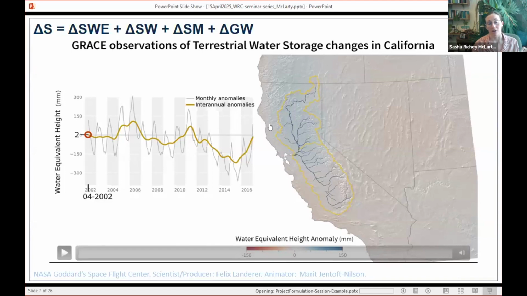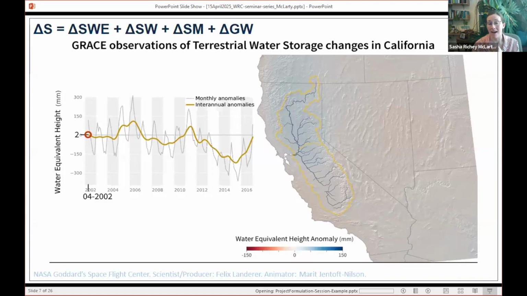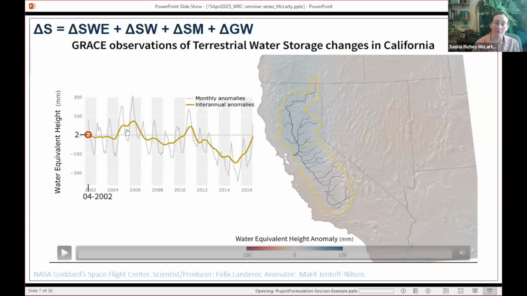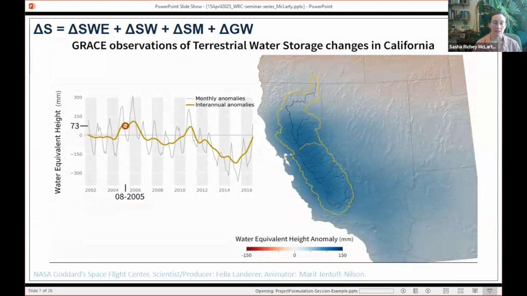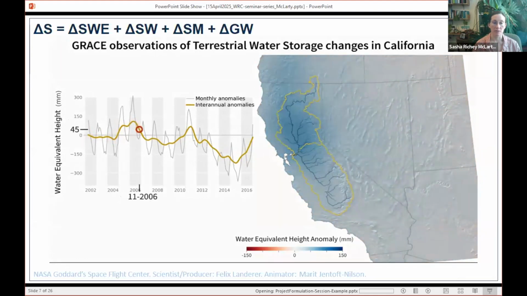So when you see more red, the area is drying or has less water than average. And then when it's blue, it has more water than average. The time series on the left is just the basin average of what you'll be observing. So I'll just let this run. So we're getting more water than usual, less water than usual, entering into some drought.